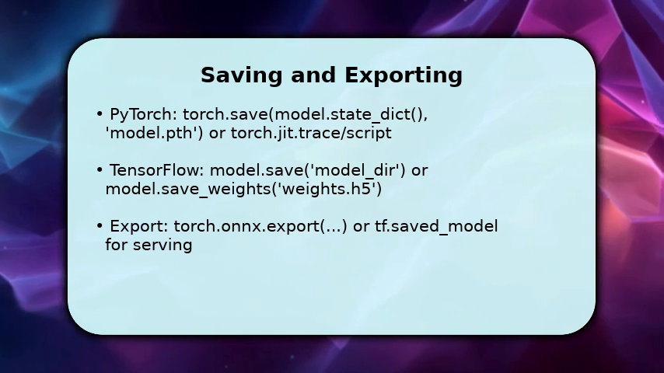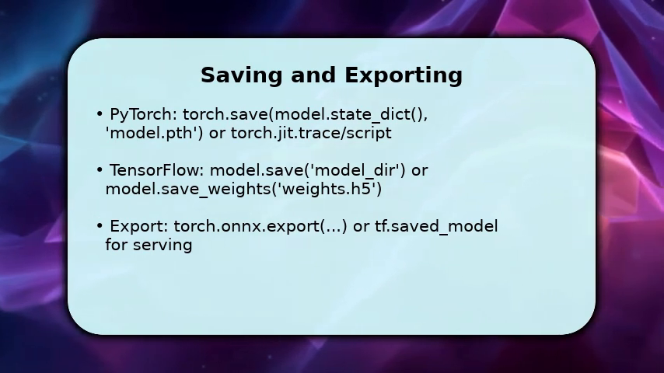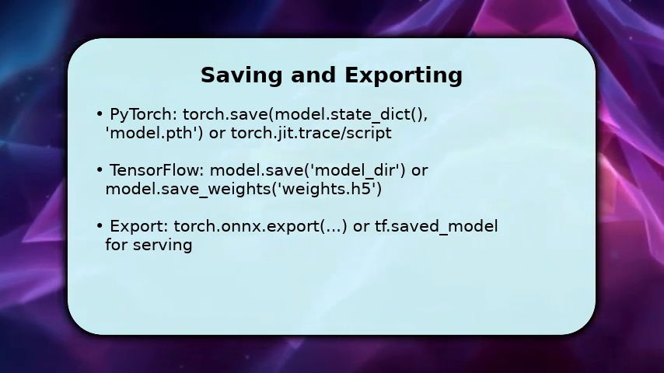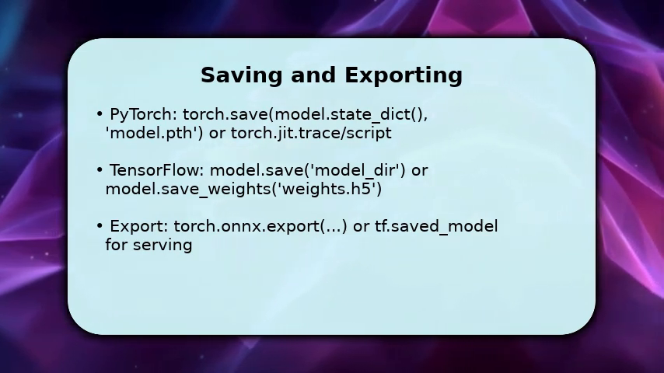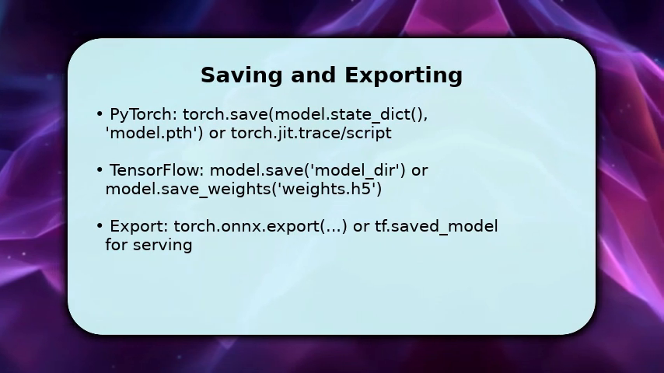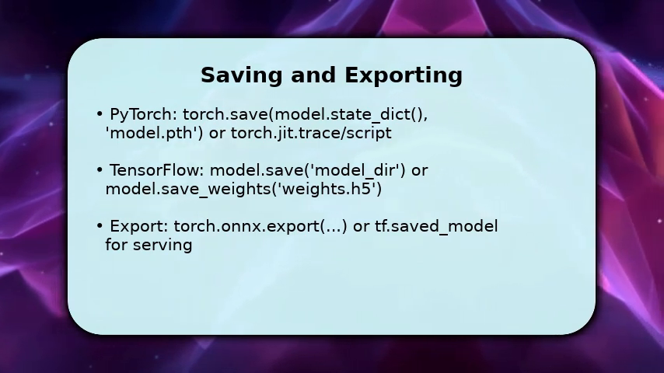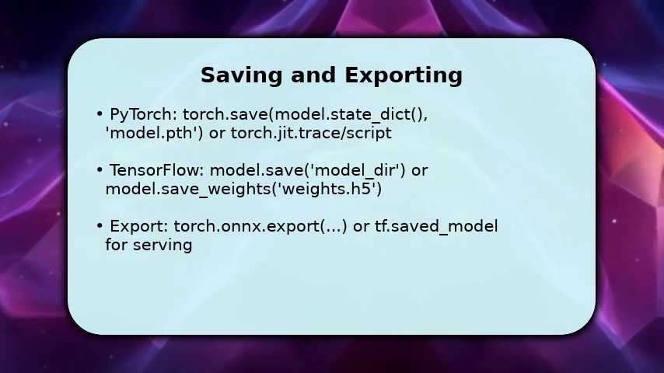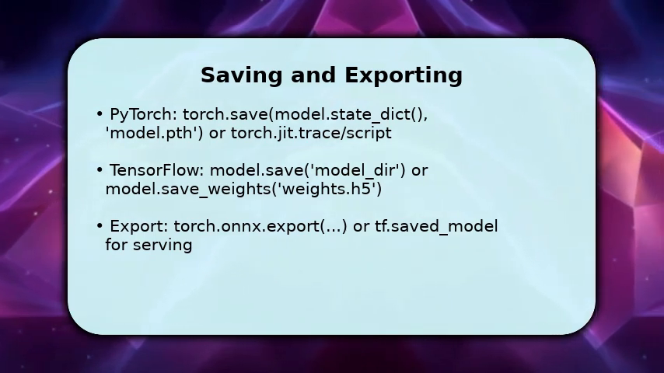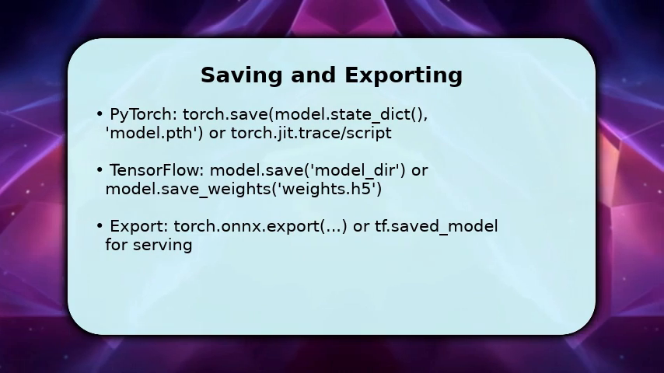torch.save writes the file. In TensorFlow, model.save produces a SavedModel directory suitable for serving, while model.save with an .h5 extension writes HDF5. If you need cross-framework use, export to ONNX with a representative input and check ops compatibility. Once done, validate the saved artifact by loading it back and running a quick inference.